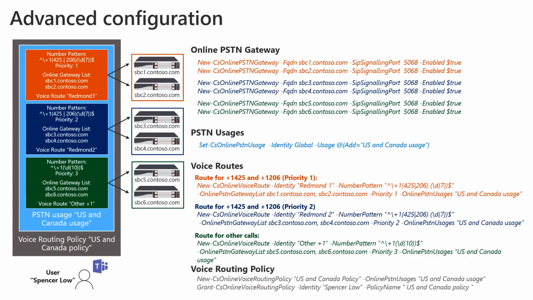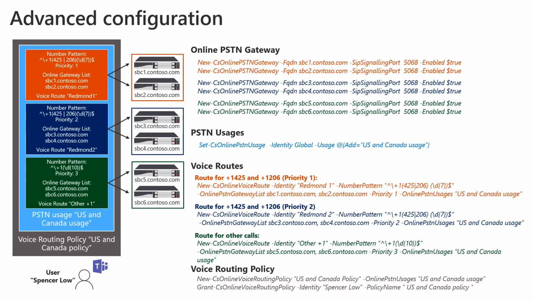Now we create the routing policy, link it to the PSTN usage, and we grant this routing policy to our user Spencer Low. So now our user will be able to call any +1 numbers. They will be routed, depending on what exact number the user dials, accordingly. So if it's a number starting with +1, 425, or +1, 206, they will be going to SBC1 and SBC2. If these two gateways are not available, they will be going to SBC3 and SBC4. And if those are not available, they will be going to SBC5 and SBC6.